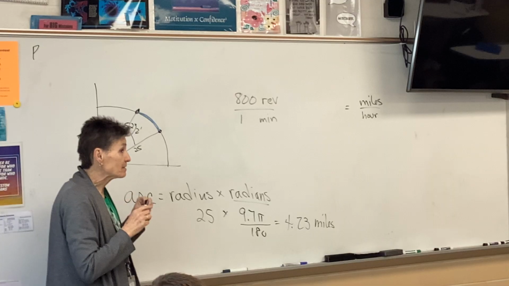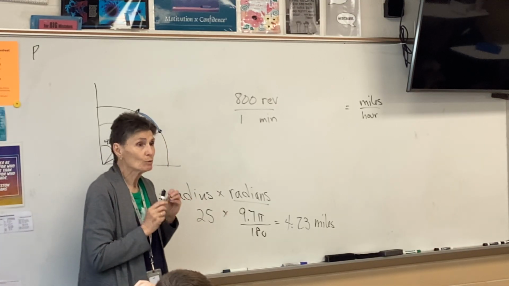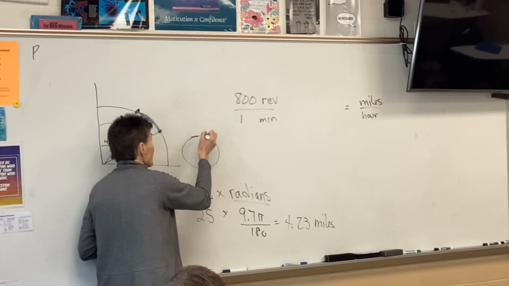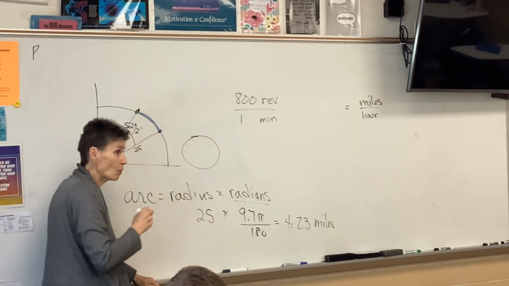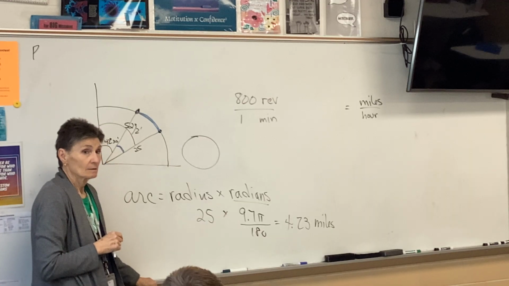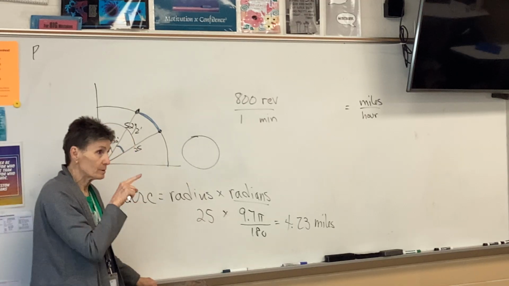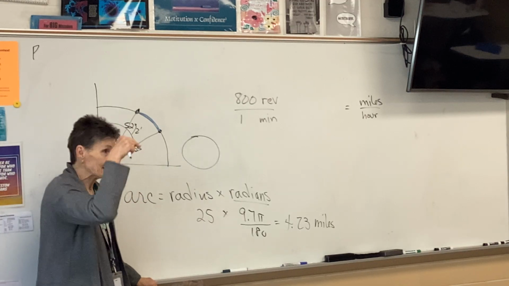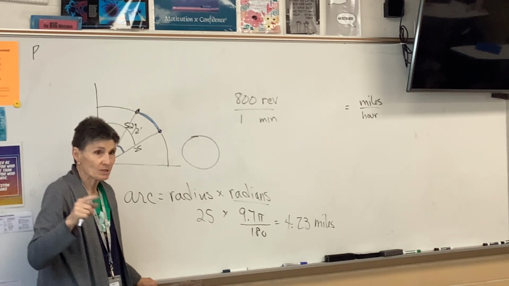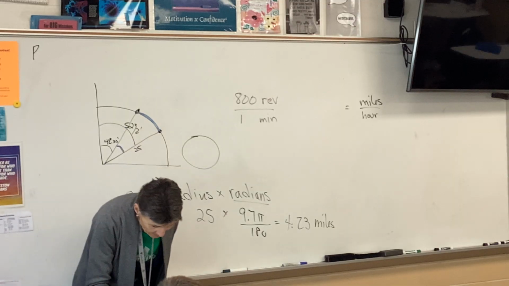Now, the key to this is, what is a revolution? One time around. And one time around is called the circumference. Right? So every time the wheel goes around, it travels a distance that is its circumference. How do we find circumference? 2 pi r.